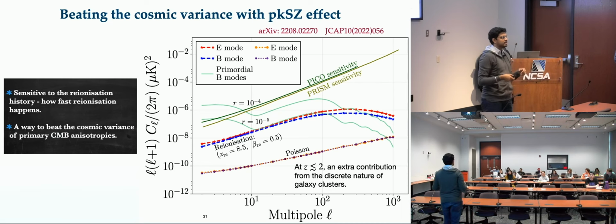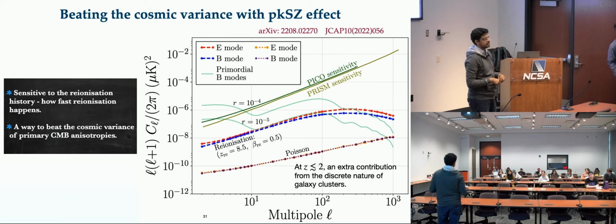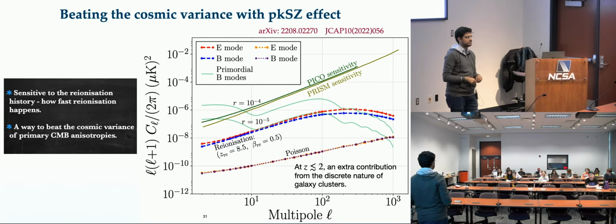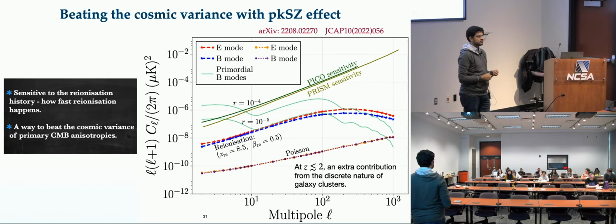For kSZ, it's just a monopole at the location of the cluster, right? Yeah, it's the same. For moving lens, it's a dipole along the direction of the velocity. But here, it's a monopole. Okay, right. Thanks.